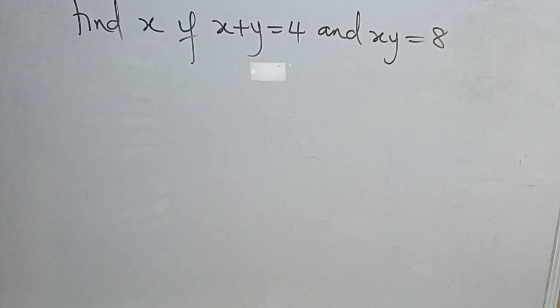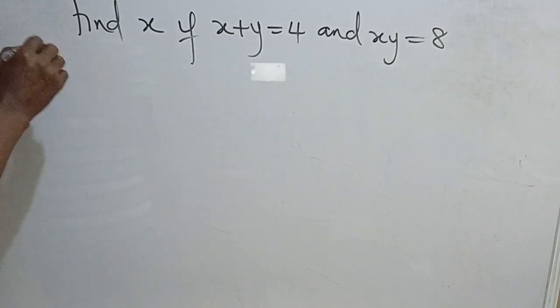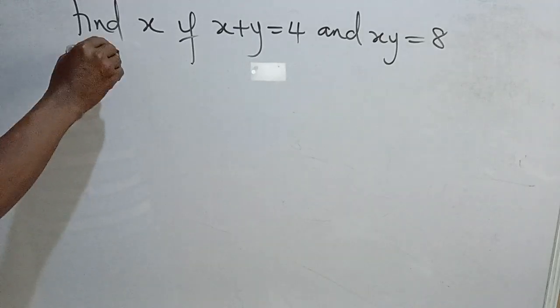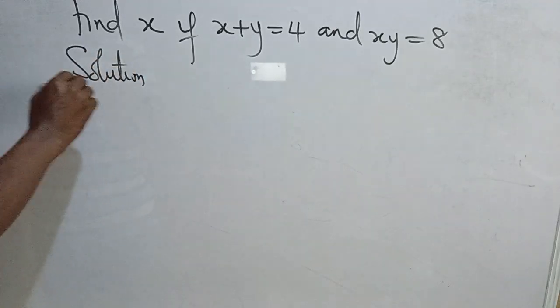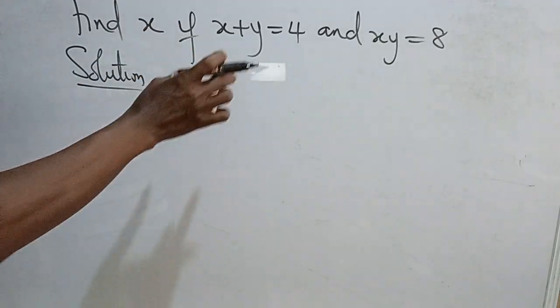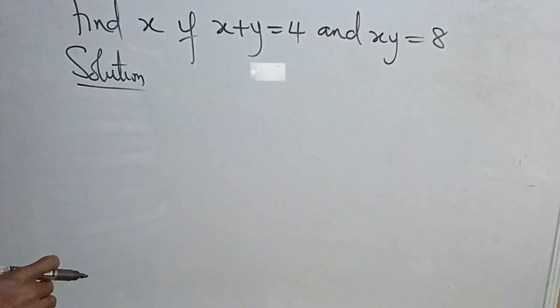Hello, we want to find the value of x in this simultaneous linear quadratic equation. Now, how do we get x here? We start by saying, if we look at this closely, we can make either x or y the subject of the formula here. So suppose we make x the subject of the formula.